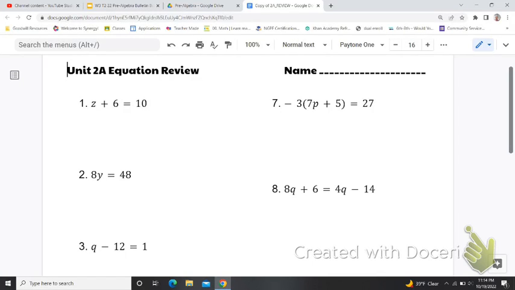Welcome back, pre-algebra student. This is your Unit 2A equation review. Hopefully you've already tried to do this on your own, and this is how you're checking yourself. I always do go over this with students or check their work before they take their quiz.